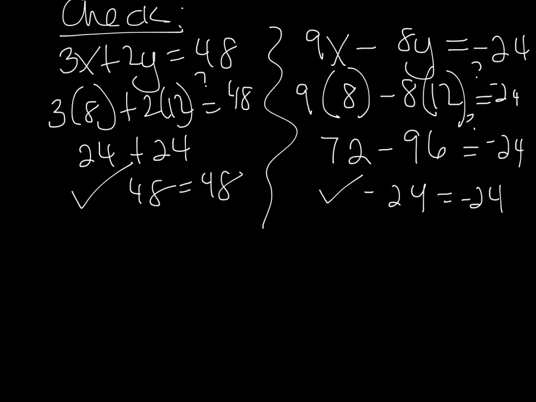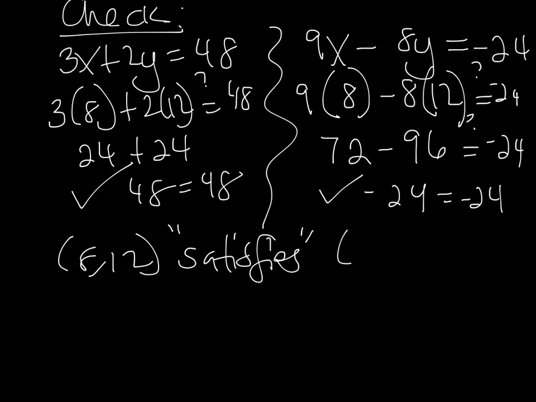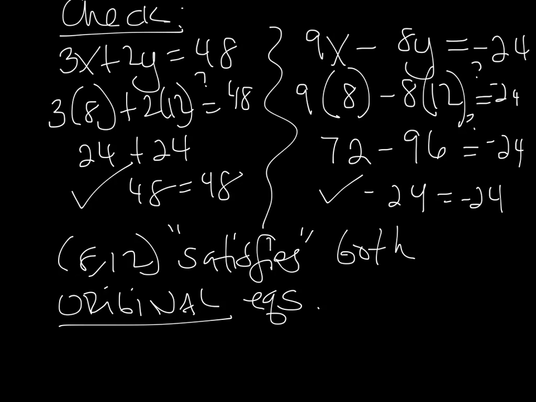So 8, 12 satisfies both original equations, right? Thus, it must be the solution. So again, this is the addition method. We're adding vertically, or the elimination method because we're eliminating a variable.